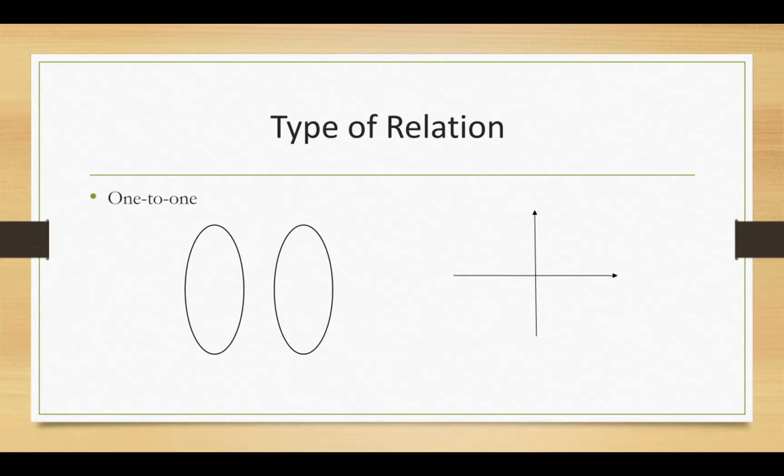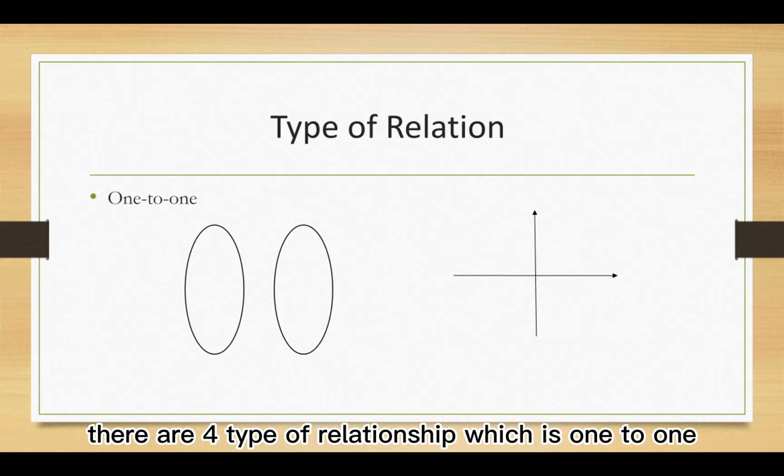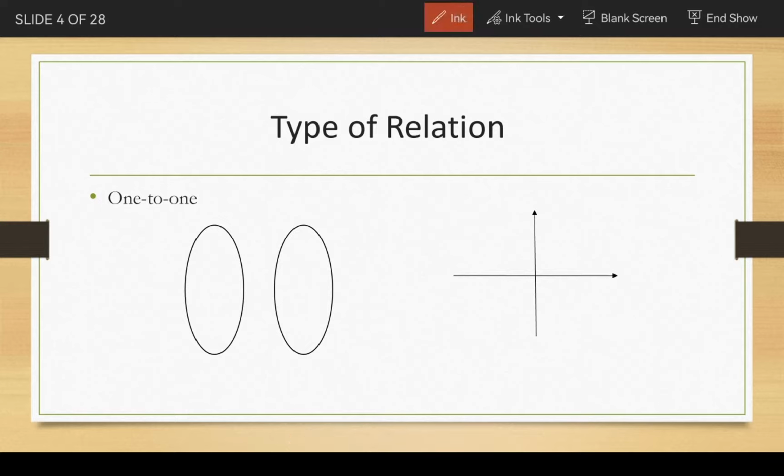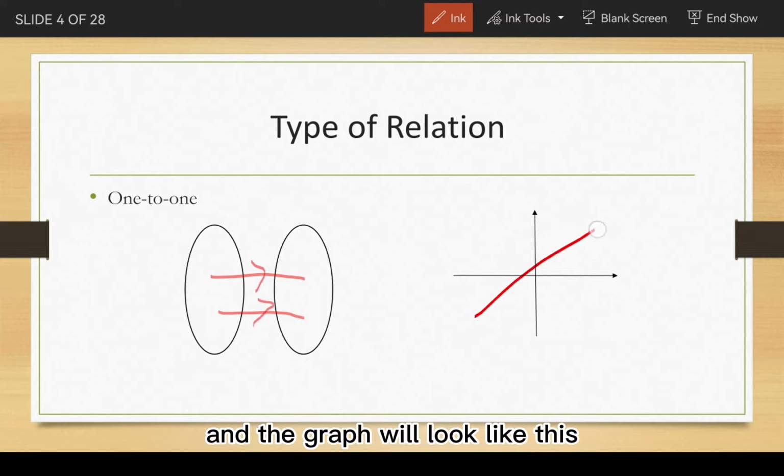So there are four types of relationship, which are one-to-one, one-to-many, many-to-one, and many-to-many. For one-to-one, it looks like this, which is one object only has one image, and the graph will look like this.